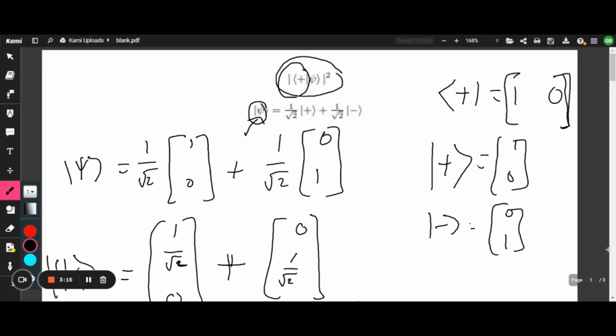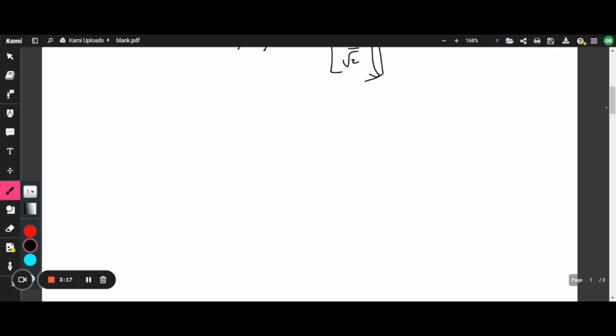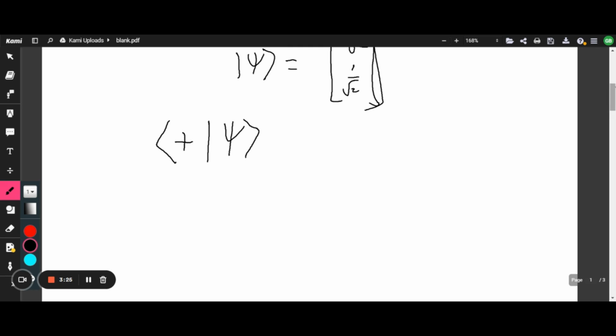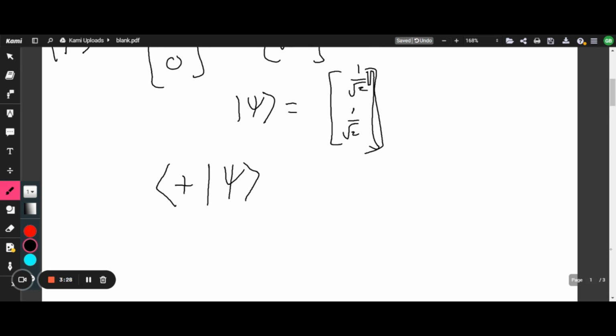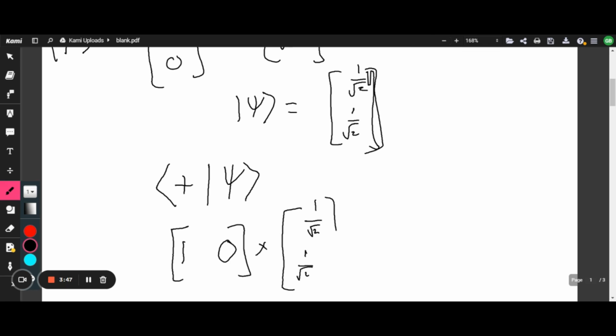Now we can go on with the inner product. The inner product, in this case, is this. By substituting the spin up bra vector with its matrix counterpart, and the psi ket vector with this matrix, we can get the result 1 over square root 2.